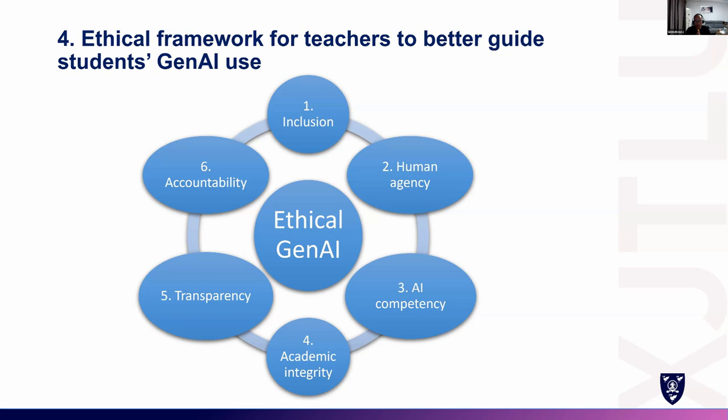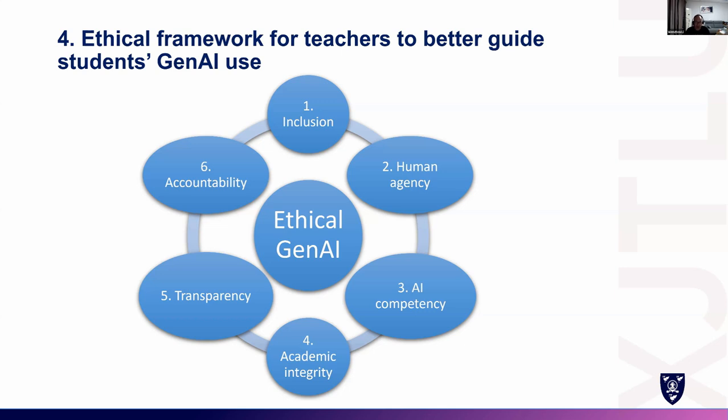And for the third one, AI competency, it refers to the training courses that teachers can provide to students so that they can enhance their perceptions of those ethical issues. And also, at the same time, teachers need to improve their AI literacy themselves so they can make an informed decision in guiding students. The fourth one is academic integrity.